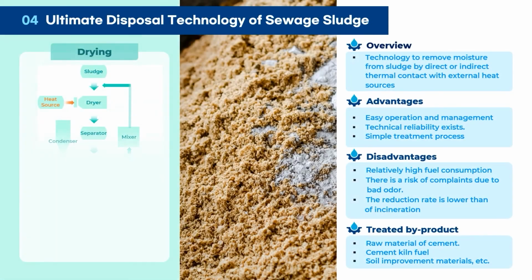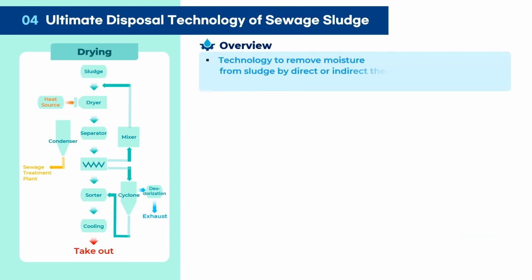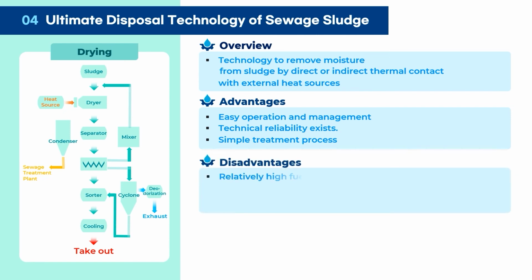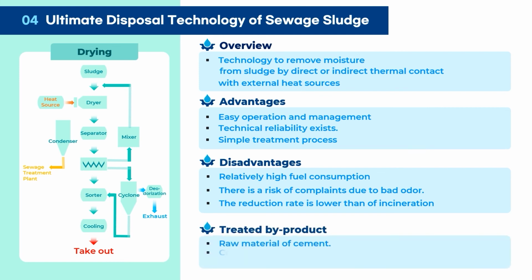The fourth method is drying. Because only drying is used to lower the water content of the dewatered cake, the treatment process is simple and easy to manage. This makes it highly technically reliable. However, fuel consumption for the drying process is high, and there is a risk of civil complaints due to odors. The reduction rate is lower than in incineration. The treatment byproducts are used as a raw material for cement, fuel for kilns, and soil improver.